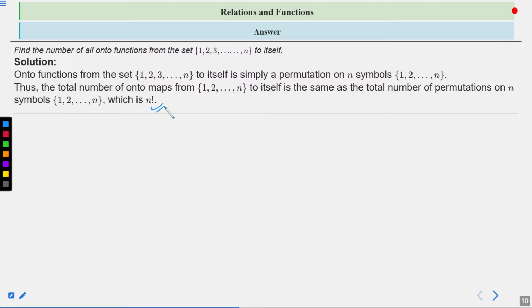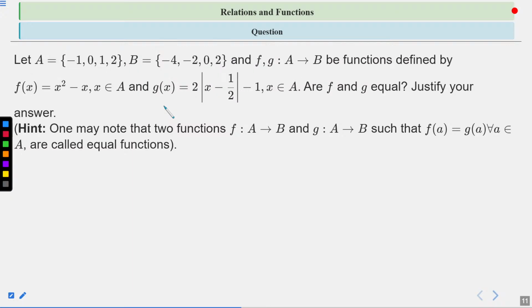Okay, let us move to the next question. The next question says, let set A be minus 1, 0, 1, 2, and set B be minus 4, minus 2, 0, 2. From set A to B we define two functions, f and g.